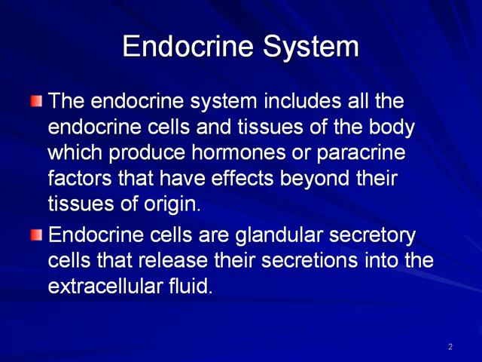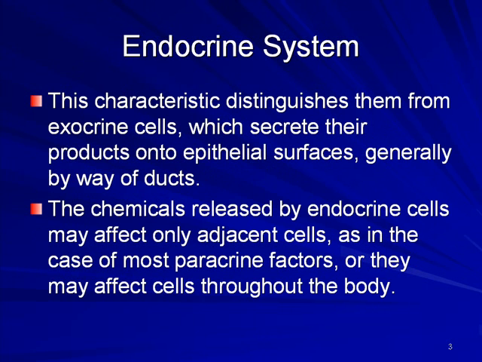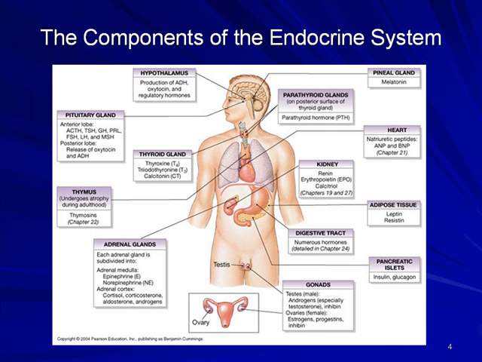Again, when we talk about the endocrine system, it includes all the endocrine cells and cells of the body which produce hormones, paracrine factors, and those that have effect beyond tissues of origin. Endocrine cells are basically glandular secretory cells that release secretions into extracellular fluid. This distinguishes them from exocrine cells, which secrete their products on epithelial cell surfaces. Chemicals released by endocrine cells may affect only adjacent cells, as in the case of most of the paracrine factors, and they may affect cells throughout the body.